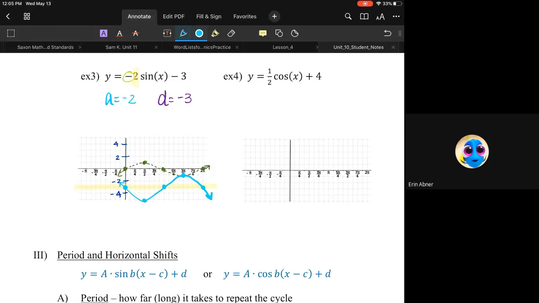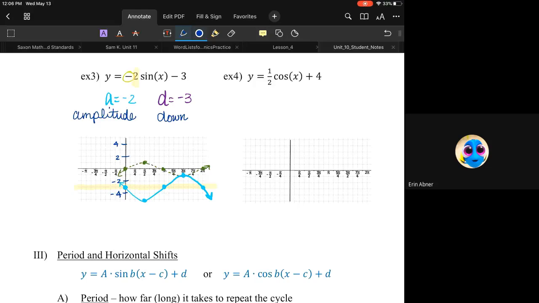Done. I've shifted down 3, so this went down. And then this was my amplitude. And so I came off the line by 2 instead of 1. And the negative is the fact that I switched which direction that I went.